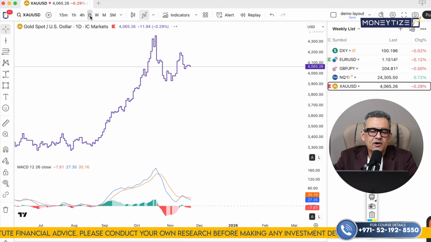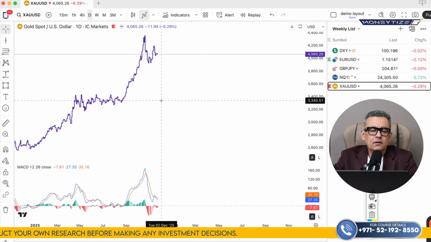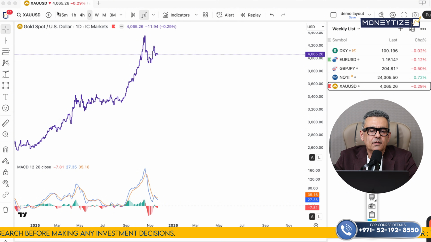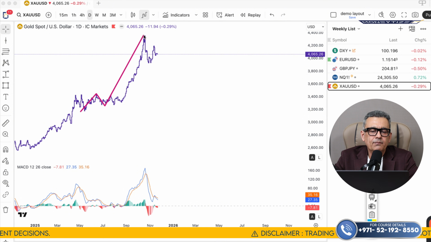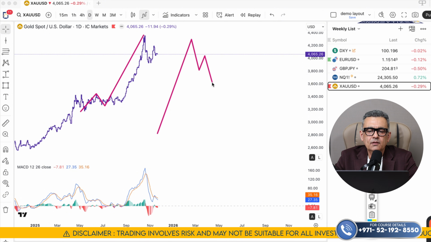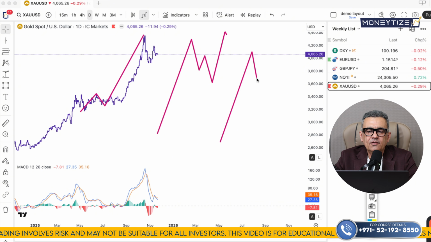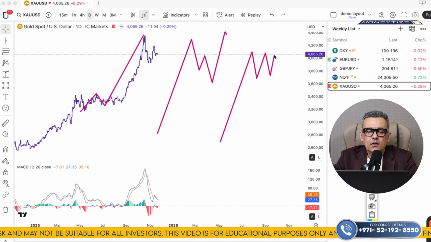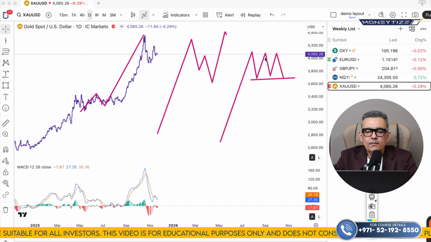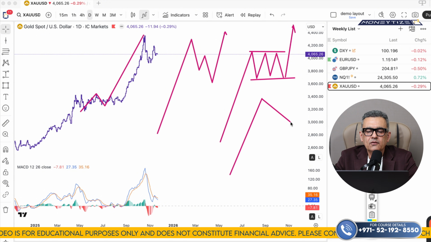Now, I'll be switching to the daily chart here. On the daily chart, I wanted to explain the price pattern. After this parabolic rise, usually after a very strong bull run, the market either enters into a sharp and deeper correction, probability number one, or the market enters into a sideways consolidation, a range-bound behavior, probability number two, or the market enters into a triangular consolidation.